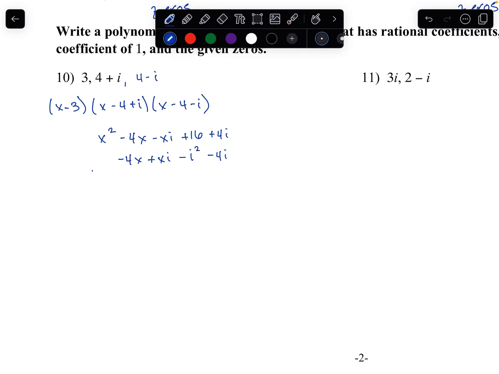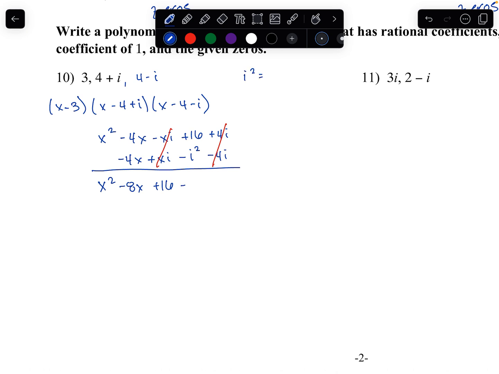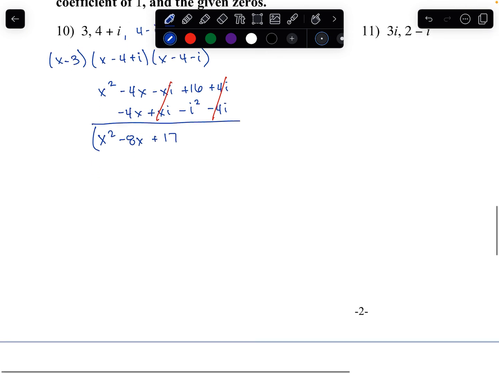So let's go ahead and add these together what we can. So we have x squared minus 8x. These are going to cancel. And then we're going to get plus 16 minus i squared. Now i squared is equal to negative 1, and so I'm going to be subtracting negative 1. This becomes plus 1. So that's why I'm going to combine it with this 16, and then instead of writing 16, this is going to become plus 17. So there's the polynomial there.